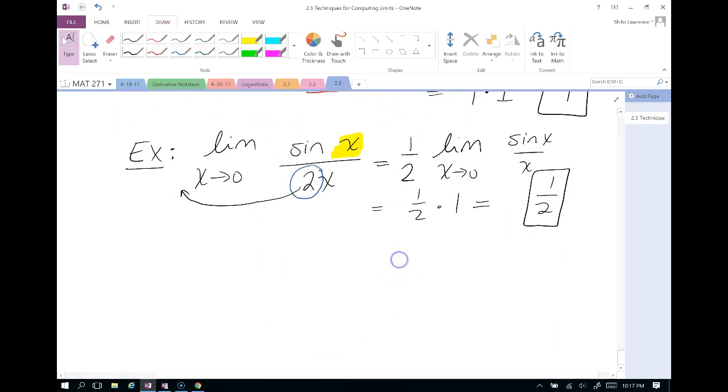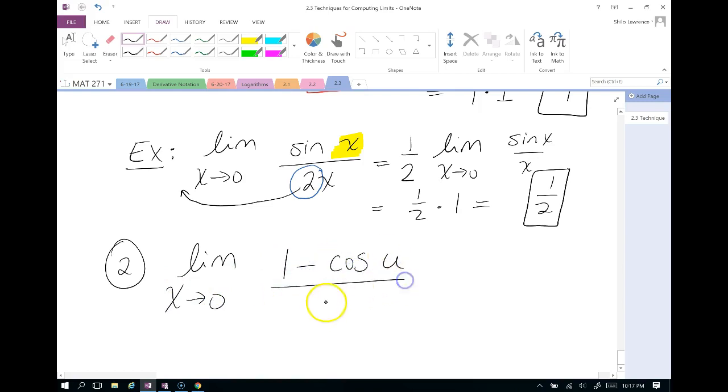There's another one that we really don't use as much that involves cosine, and this is the limit as x approaches 0 for 1 minus cosine u over u. And this one is equal to 0. So again, I used u because as long as the angle and the denominator match, they could really be anything as long as they match.